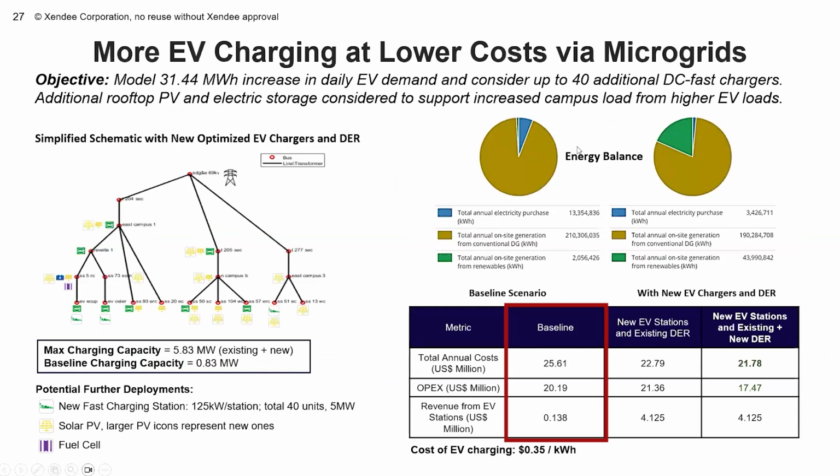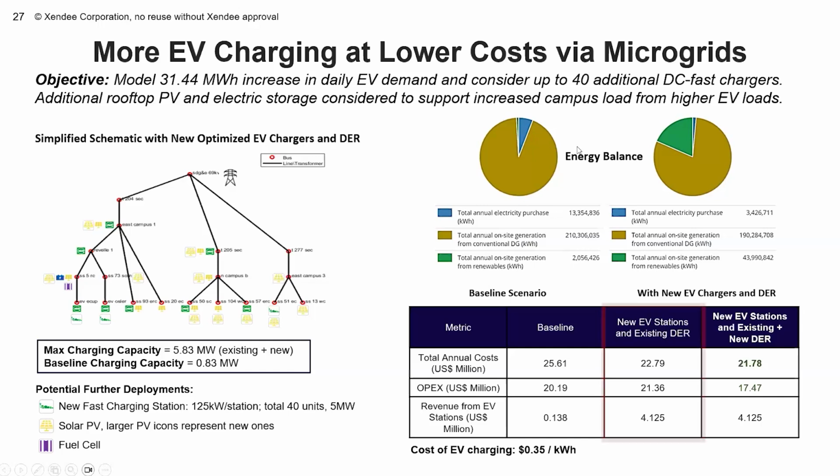Currently, they're spending almost $26 million in annual energy costs, including CapEx costs, which they already had. OpEx cost is the biggest part here. And the revenue from selling electricity to EVs is pretty minimal because they have only 4 DC fast chargers and these level 2 chargers, so not making money. We ran now different cases here.